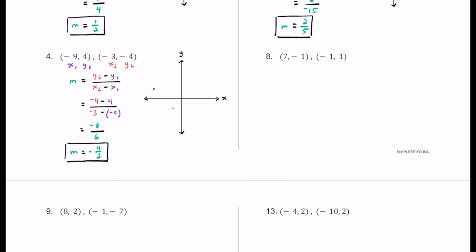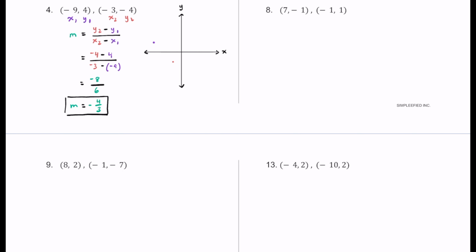For number 8, it looks like we have 7 comma negative 1 and negative 1 comma positive 1. Once we have them labeled, we can just go ahead and start substituting in. So y2 looks like it's 1, and we're going to take away y1. That's going to be negative 1, so let's substitute that in, put parentheses just to keep things organized. And then for x2, we have negative 1, so I'm going to take negative 1, and let's take away this x1, which is positive 7.